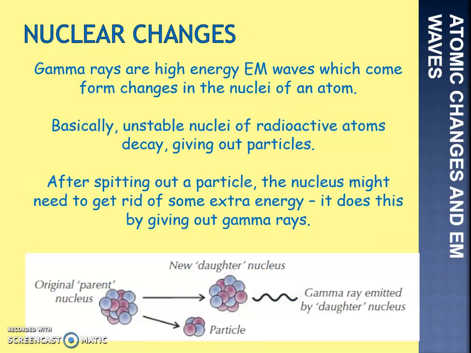For nuclear changes, gamma rays are really high energy electromagnetic waves, which come from changes in the nuclei of an atom. What happens basically is unstable nuclei of radioactive atoms decay, and that gives out particles. After spitting those particles out, in order to become stable, the nucleus might get rid of some extra energy, and it does that by emitting gamma rays.